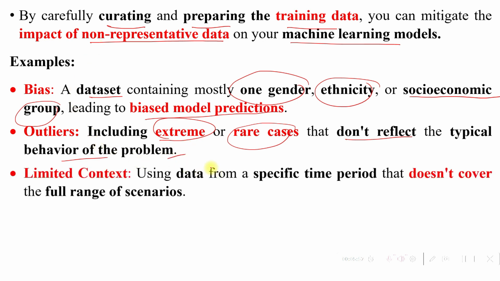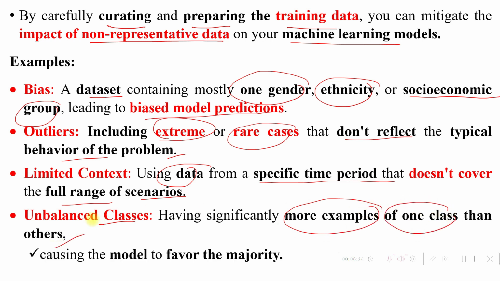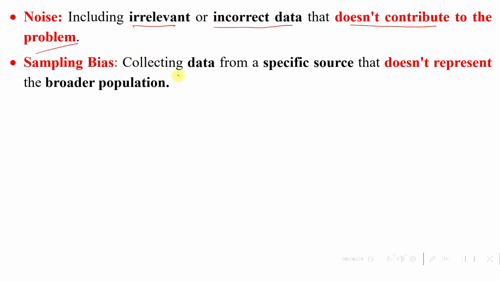Limited context: using data from a specific time period that doesn't cover the full range of scenarios. Unbalanced classes: having significantly more examples of one class than the other classes, causing the model to favor the majority. Noise: including irrelevant features or incorrect data that doesn't contribute to the problem. Sampling bias: collecting data from a specific source that doesn't represent the broader population.